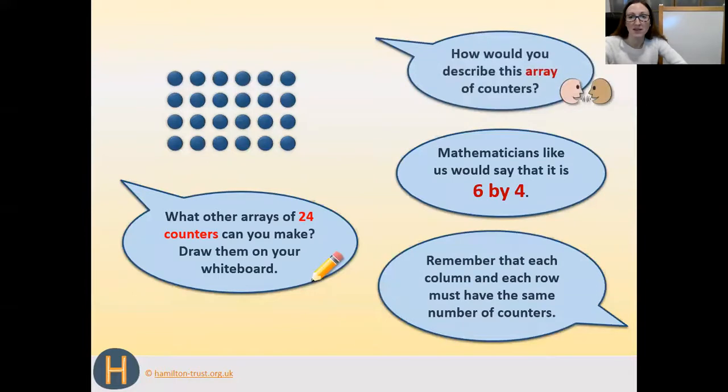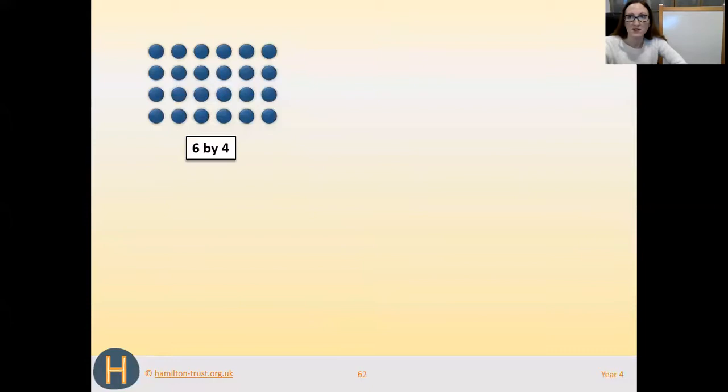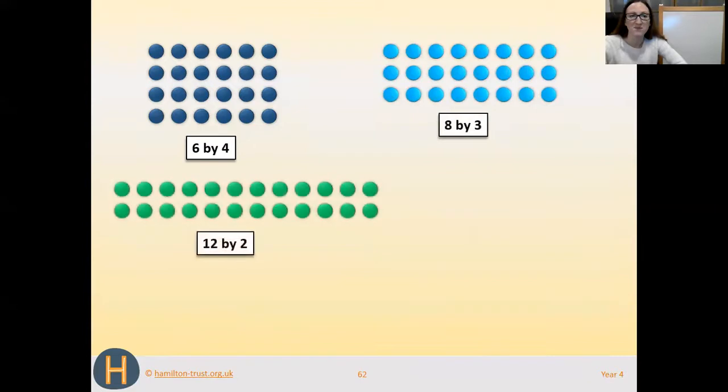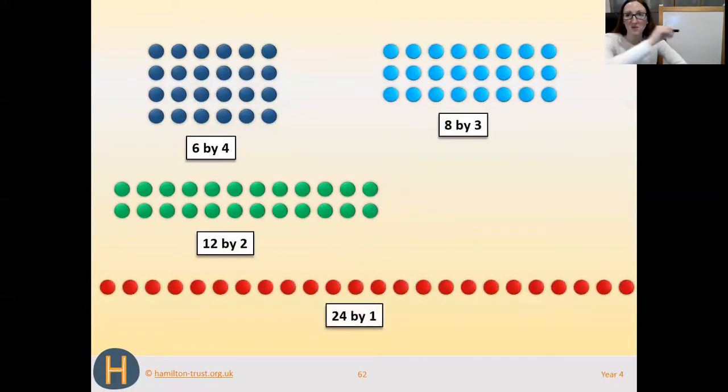Remembering that each column and each row must have the same number of counters. So the first example we had was 6 by 4. So 6 times 4 is 24. Another one you could have had is 8 by 3, because 8 times 3 is 24. You could have 12 by 2, because 12 times 2 is 24. And of course, you could have one long row of counters, because 1 times 24 is also 24.